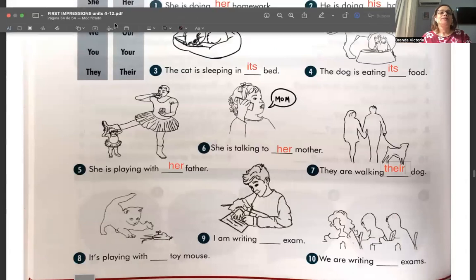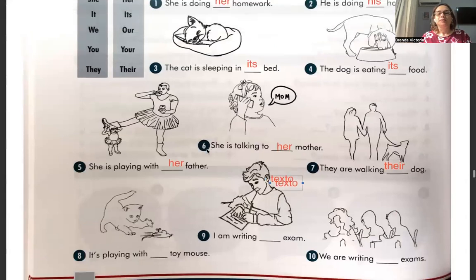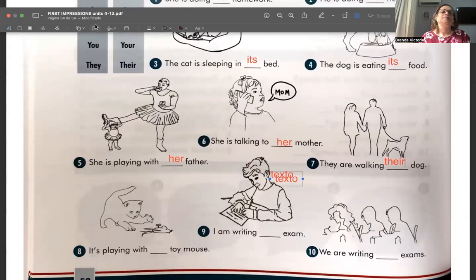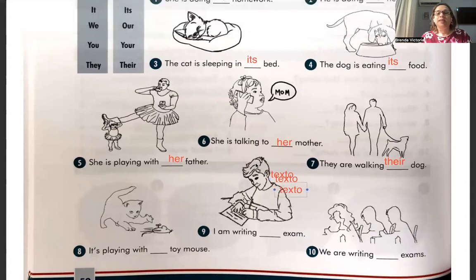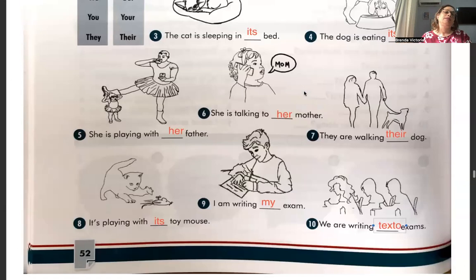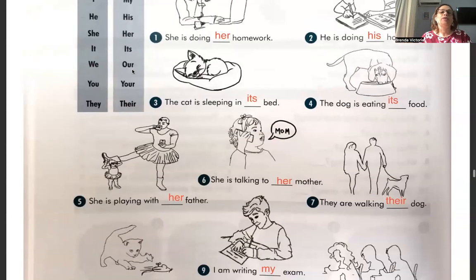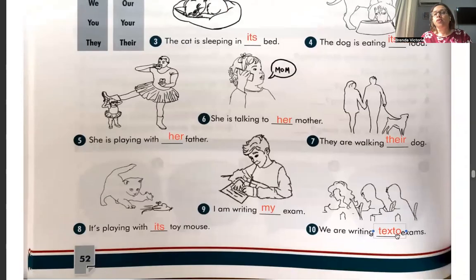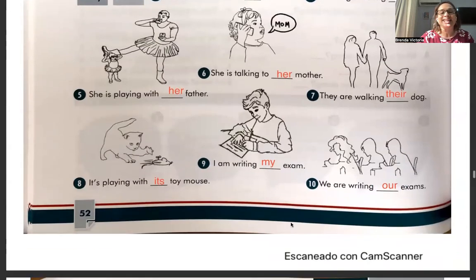And here we have 2 more. I know, 3 more. It's playing with its toy mouse. I am writing my exam. And we are writing, in the case of we, we take a look at the chart that we have here, and with we use our. So we are writing our exams. Very good, good job, guys, excellent.